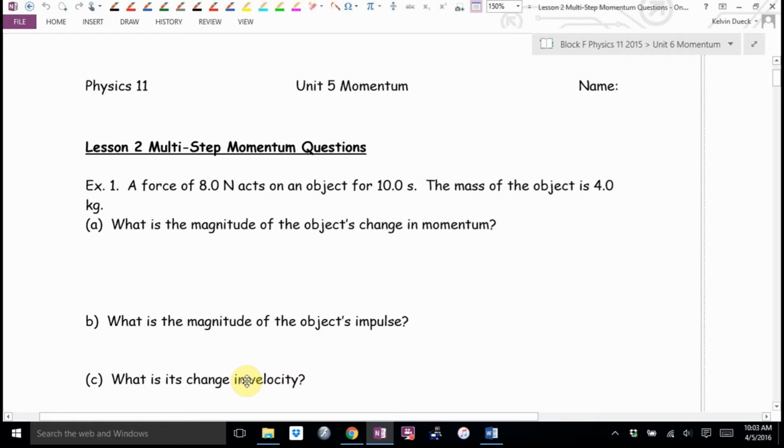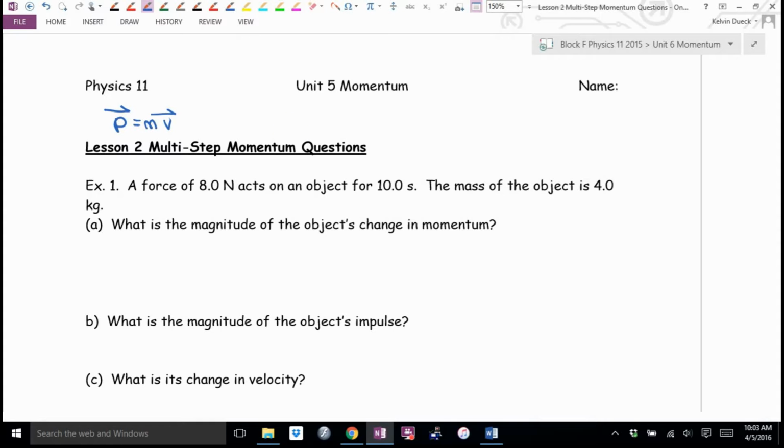So what I'm going to do right now, and you can do this if you want, is write our equations at the top of the page. First we have momentum is mass times velocity. That's how it's defined.